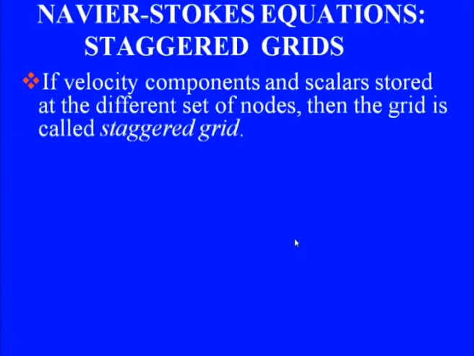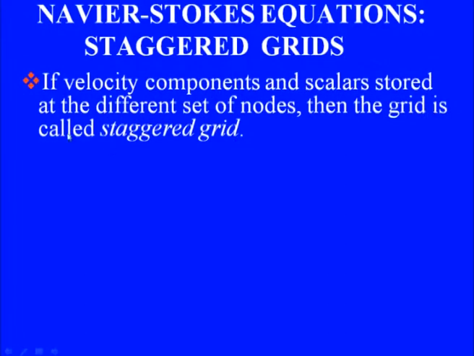Next, let us have a look at what we call staggered grid. Now, here velocity components and scalars are stored at different sets of nodes. So, if that is the situation, then we would say the grid is a staggered grid. So, the basic definition is that if velocity components and scalars are stored at different sets of nodes, then the grid used in CFD simulation would be called a staggered grid.